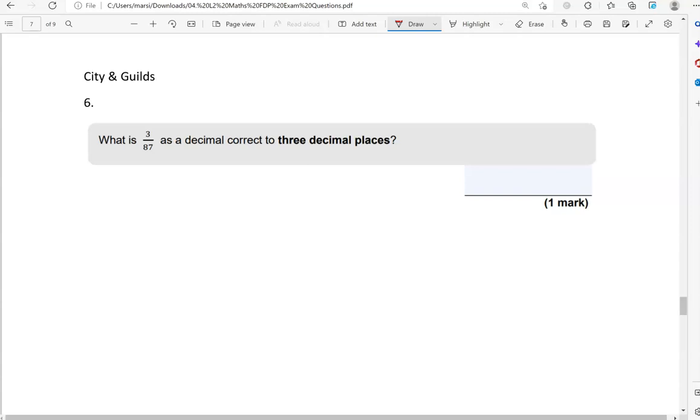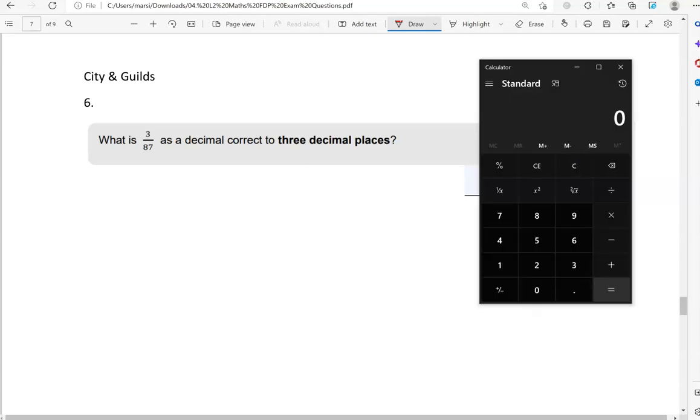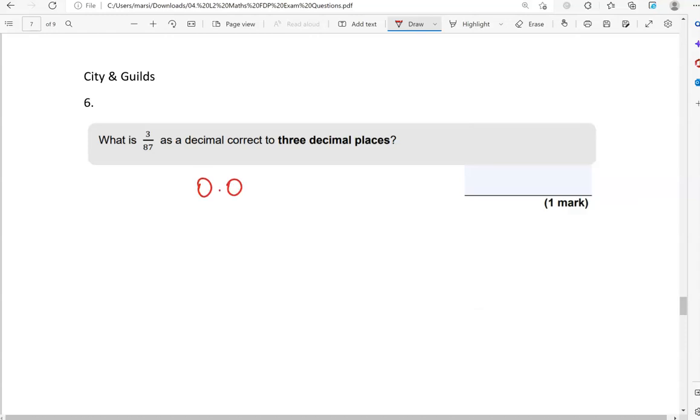What is 3/87 as a decimal correct to 3 decimal places? Again, calculator out. So 3 divided by 87 gives us this long number, 0.03448. We don't need to write the rest.